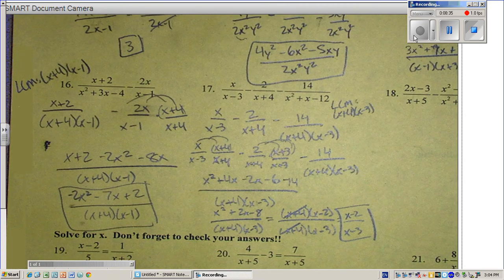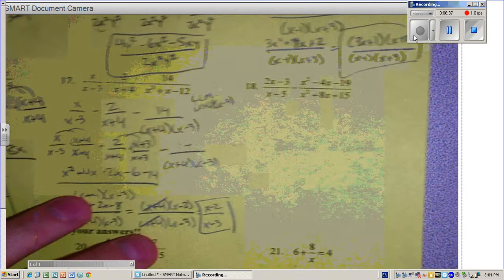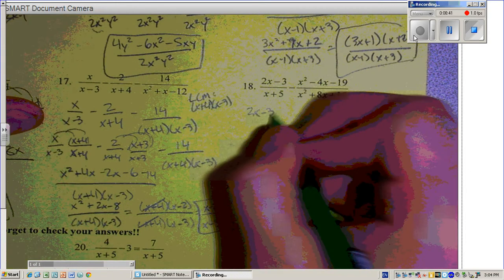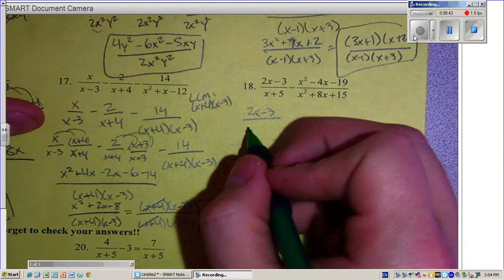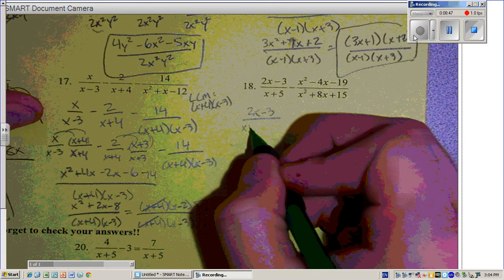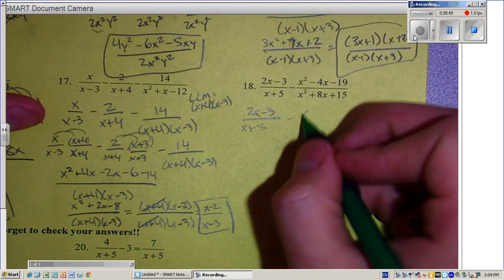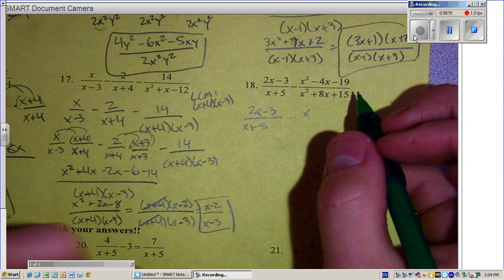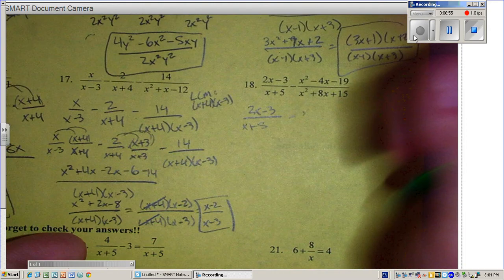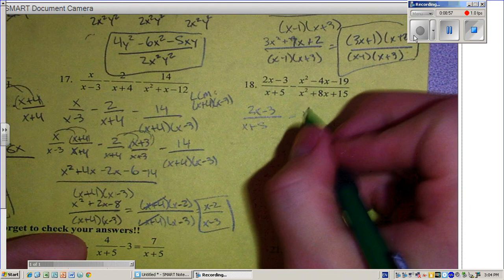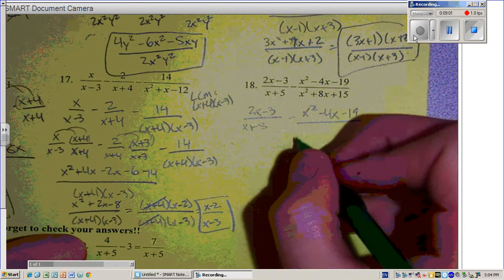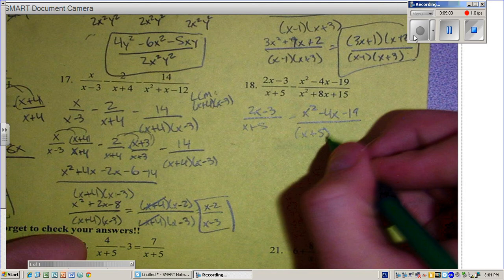Okay, last but not least, number 18. We need to do the same thing we did right here. I need to factor the second term's denominator and numerator. Okay, and I have x plus 5. So now I'm going to factor the numerator, which gives me, actually the numerator is not factorable. So I'm just going to leave the numerator exactly the same. But the denominator factors into x plus 5 times the quantity x plus 3.